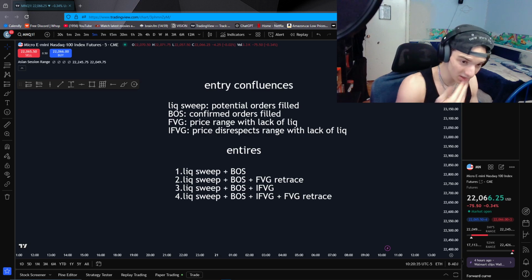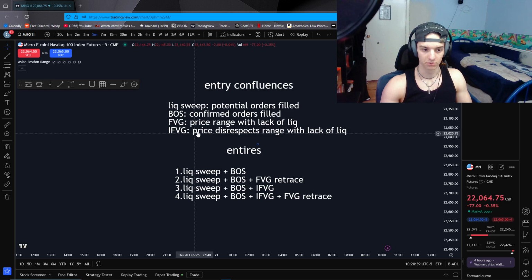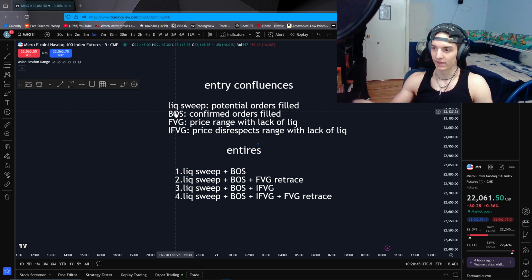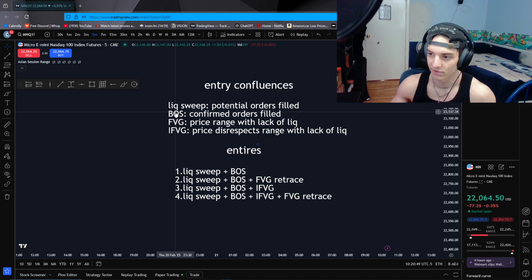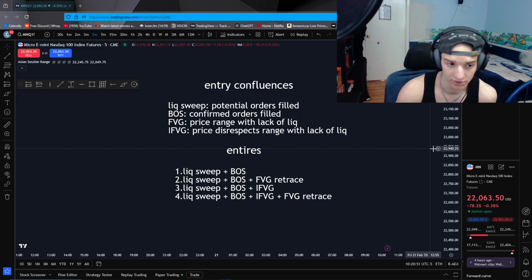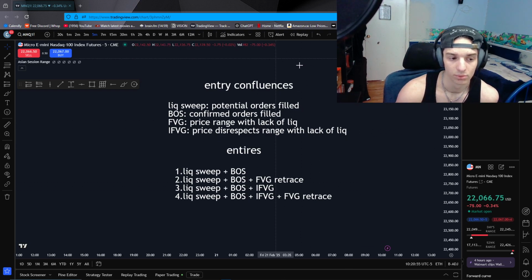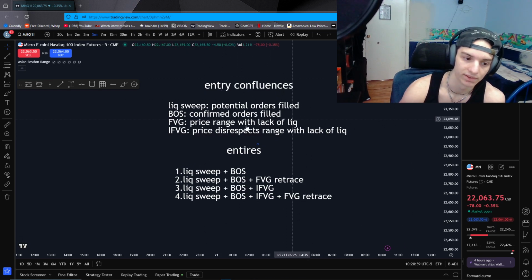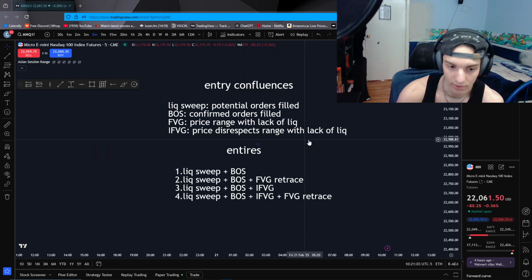So, at the top we have entry confluences. We have liquidity sweep, potential orders filled. That's just any random high or any random low getting taken out. We're not going to enter off that. It's just potential for orders to be filled. And then we have a break of structure, which confirms orders were filled. Then we have a fair value gap, a price range with lack of liquidity. Then we have an inverse fair value gap, where price disrespects that range with lack of liquidity.